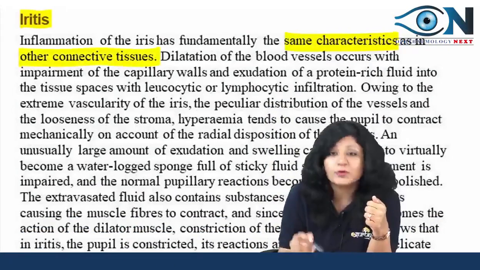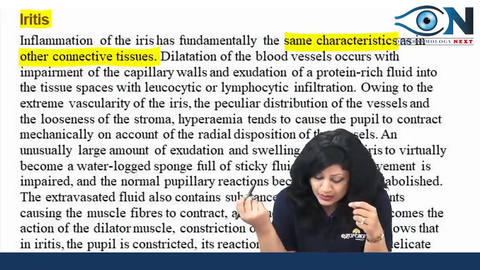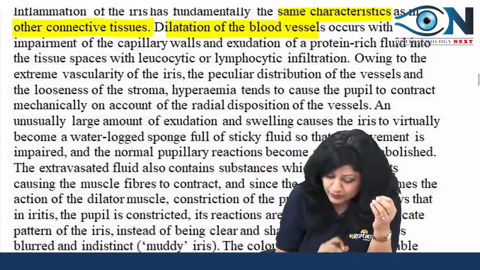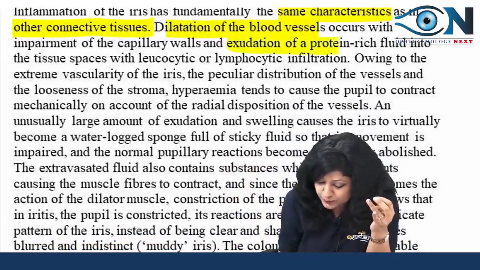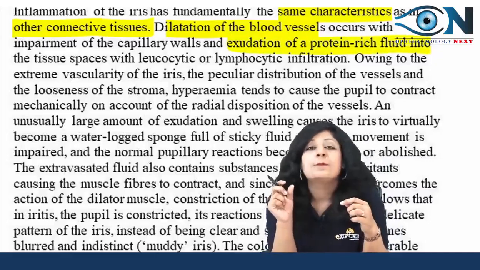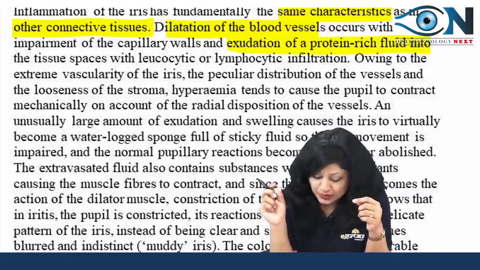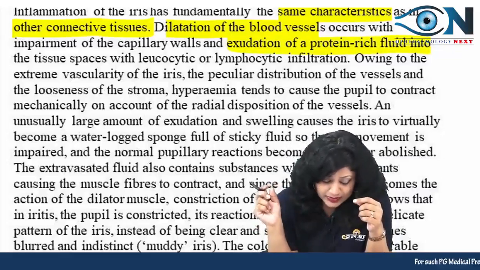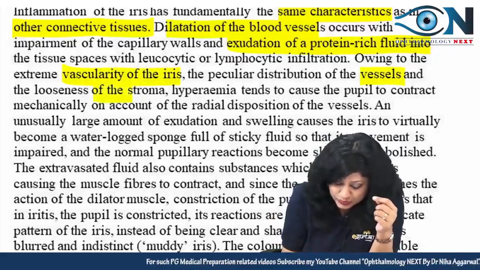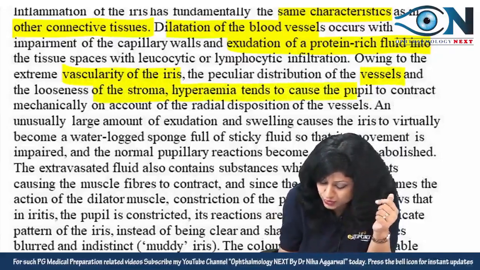other connective tissue, because it consists of connective tissue. So we will have dilatation of the blood vessels occurring with impairment of the capillary walls. You will have exudation of a protein-rich fluid into the tissue spaces, and it is the release of these proteins that leads to aqueous flare. Owing to the extreme vascularity of the iris, the peculiar distribution of the vessels, and the looseness of the stroma, hyperemia tends to cause the pupil to contract.